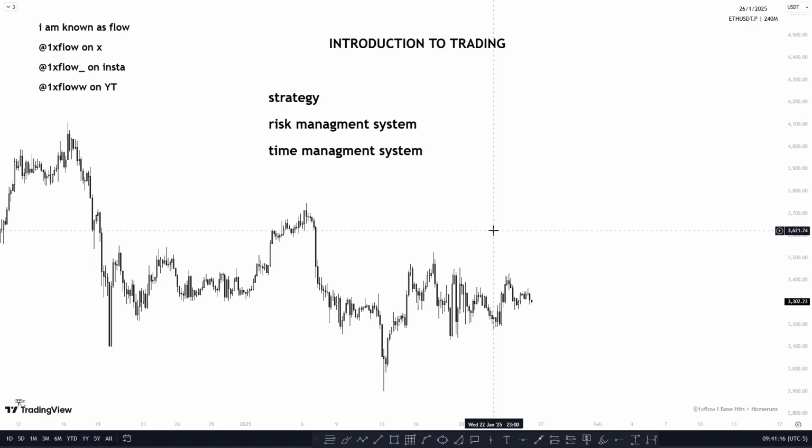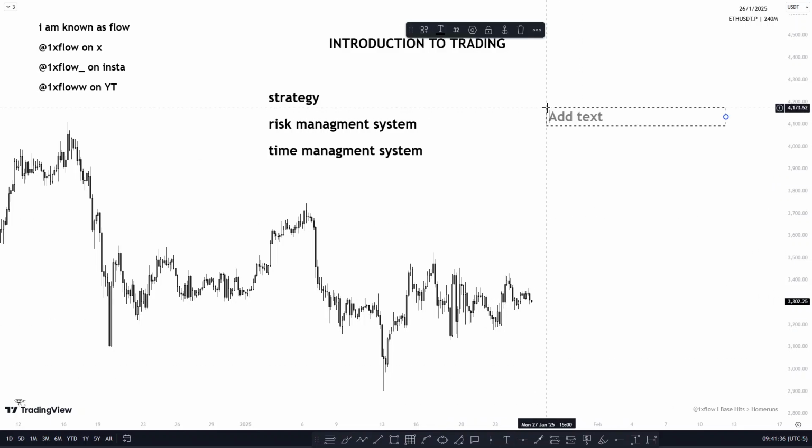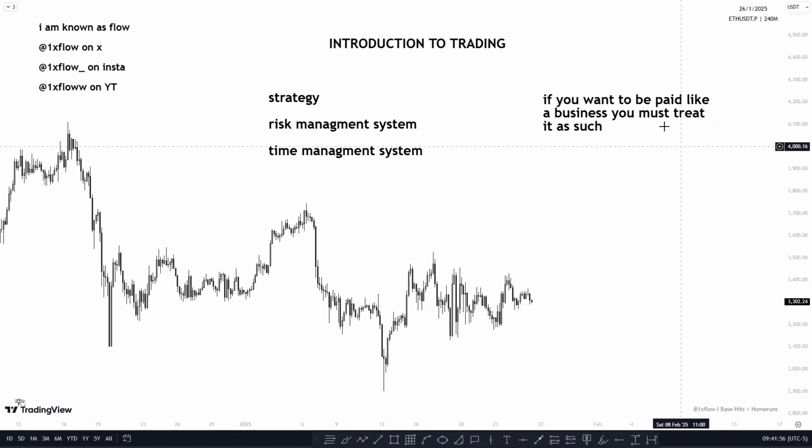With a risk management system, we need to figure out how we can stick to a certain fixed risk that will allow us to find mathematical profitability over time, right? Over time. And a time management system is going to be managing your time to make this like a job. If you want to be paid like a business with trading, you must treat it like a business.